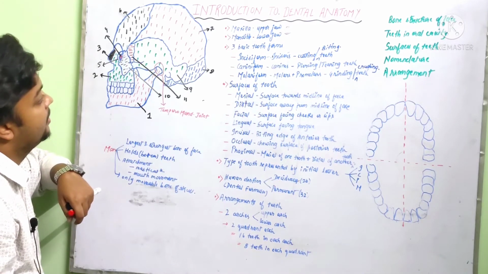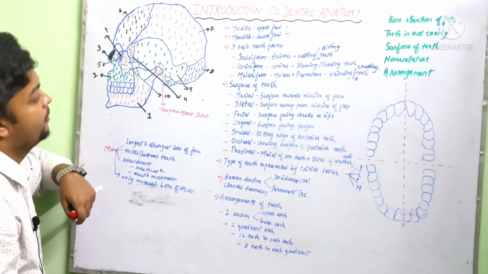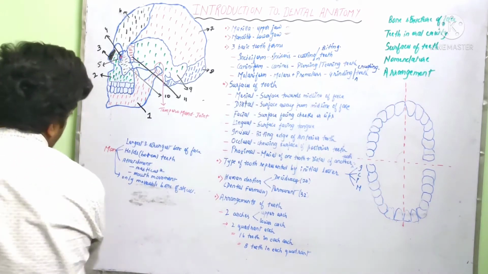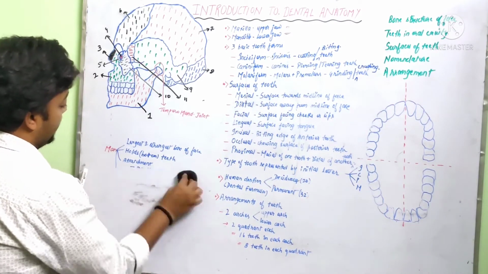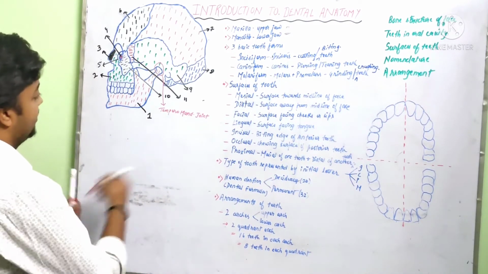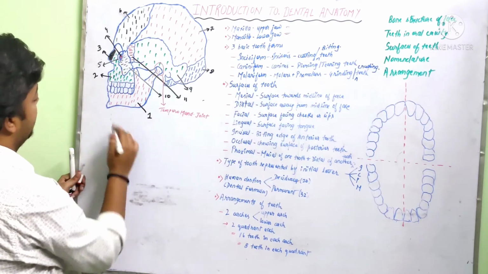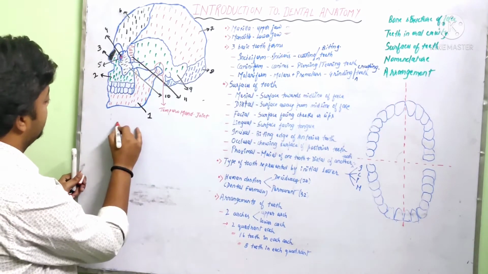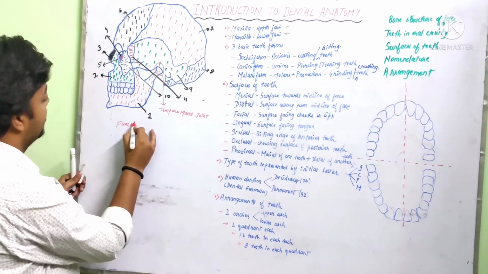So now let's talk about the next, that is the three basic tooth forms. Before that, first I'll try to explain to you why humans have teeth, that is, what is the purpose of human dentition, okay. So guys, as you know, this jaw, that is the mandible and the maxilla, comprise teeth. You can see here the upper and the lower teeth. Now what are the functions of the teeth? Let us talk about that also.